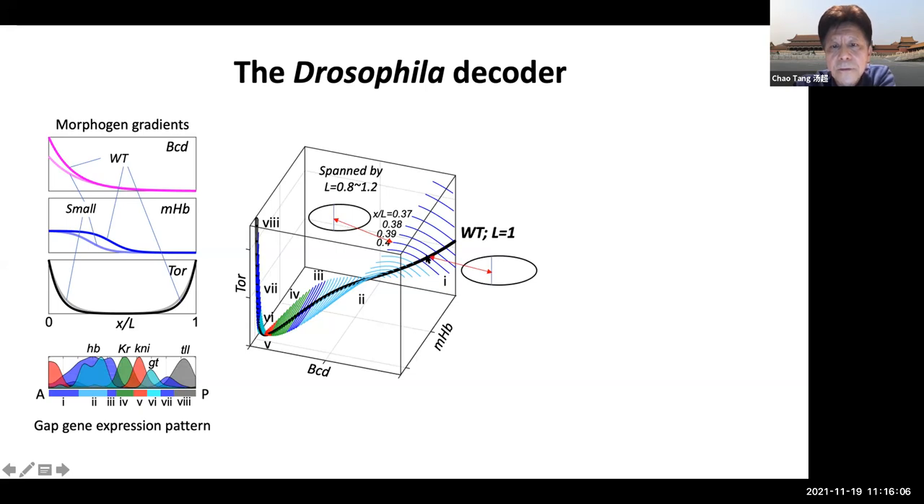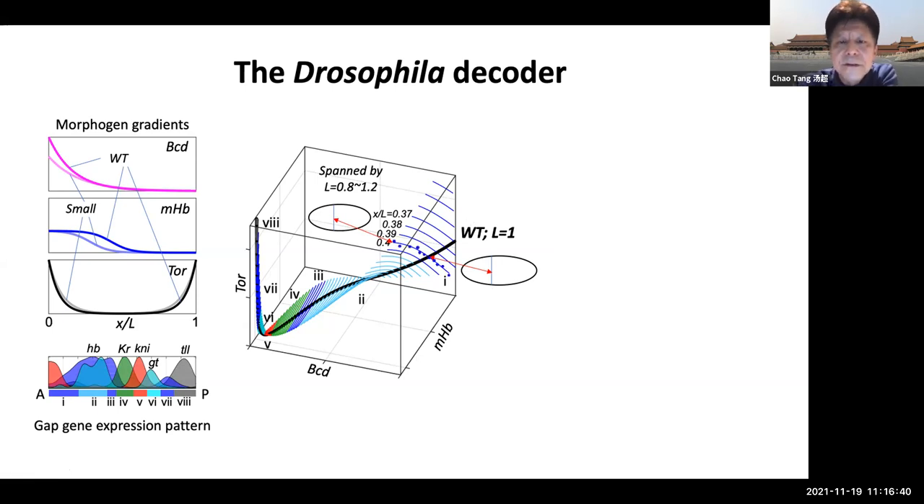For example, if the Y type is here, then the 40% cell-fate decision is the same as I change the length of the profile, as I change the length of the embryo. We trace a line up to here. So this is a line of 40% cell fate, smaller embryo and large embryo. And this way we can completely determine this decoder map.